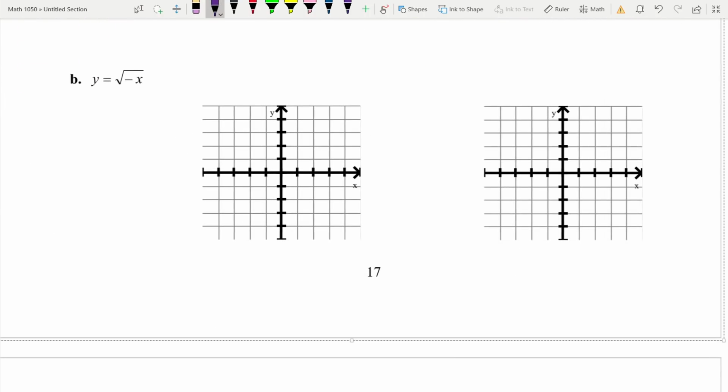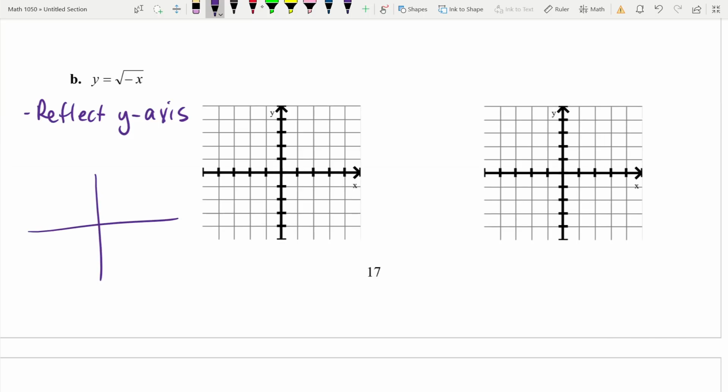Okay, this one. If it has a negative, I know I have a reflection. Okay? This has a reflection, or has a negative, so I'm going to say reflect. It's not the x though, because the negative's not out in front. So this is to reflect across the y-axis.